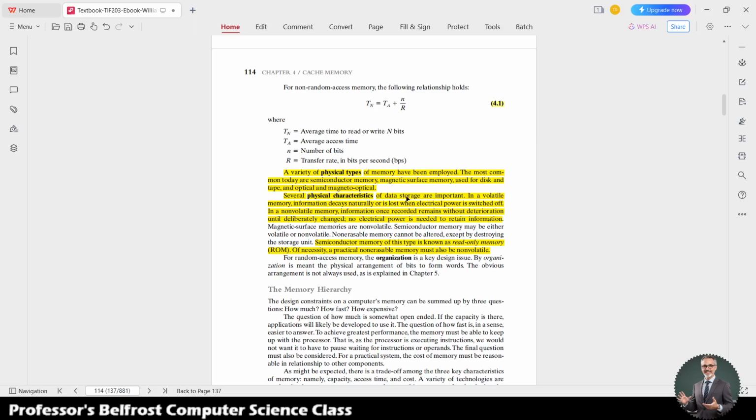Also, several physical characteristics of data storage are important. In a volatile memory, information decays naturally or is lost when the electrical power is switched off. But with non-volatile memory, information once recorded remains without deterioration until it is deliberately changed, even when there is no electrical power. So the information will always be retained.